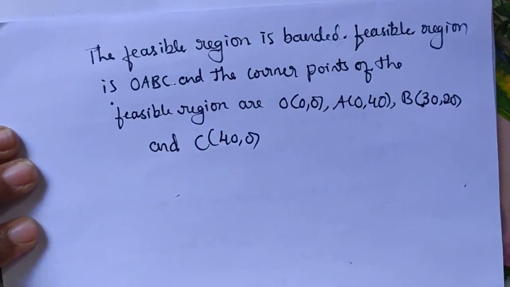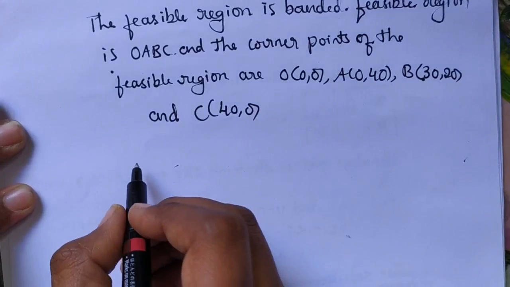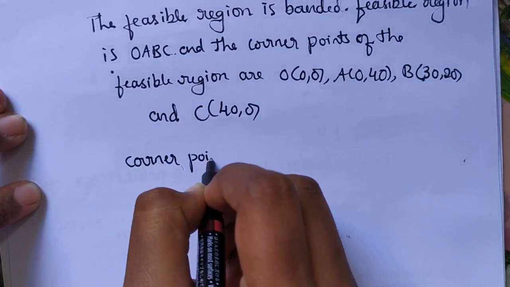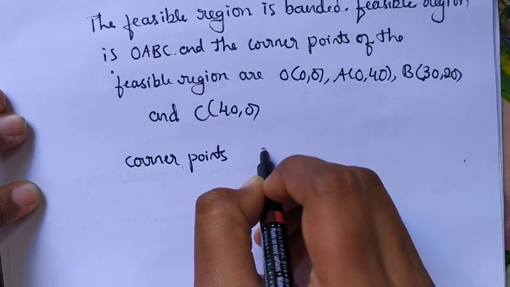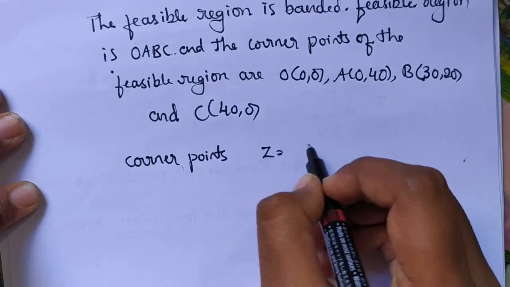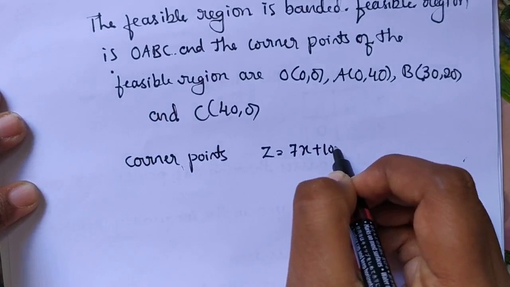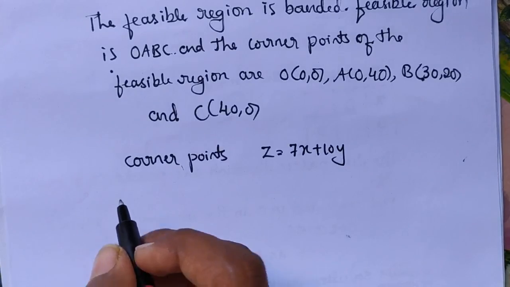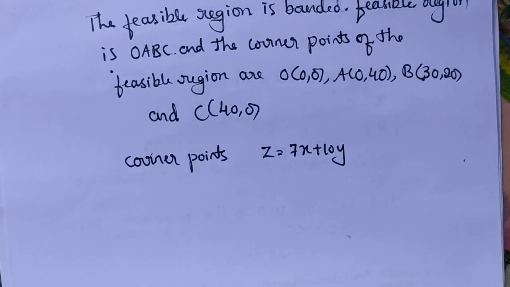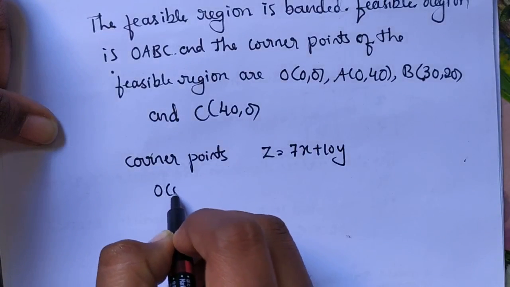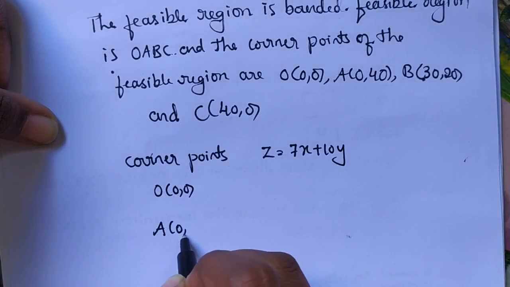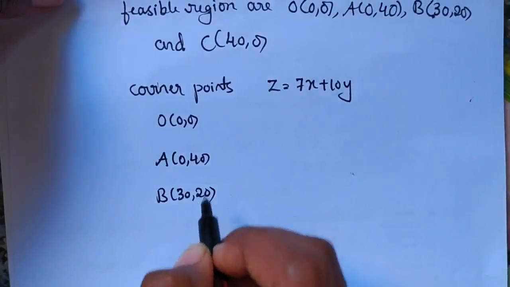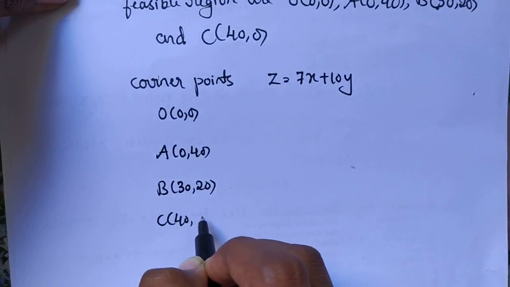After finding the coordinates of the points, the next step is to evaluate the value of z at each of these corner points. For that, we write one table containing two columns. One is for corner points, another is for the objective function z. The objective function is 7x plus 10y. Corner points are here: origin, A of 0 comma 40, B of 30 comma 20, and C of 40 comma 0.